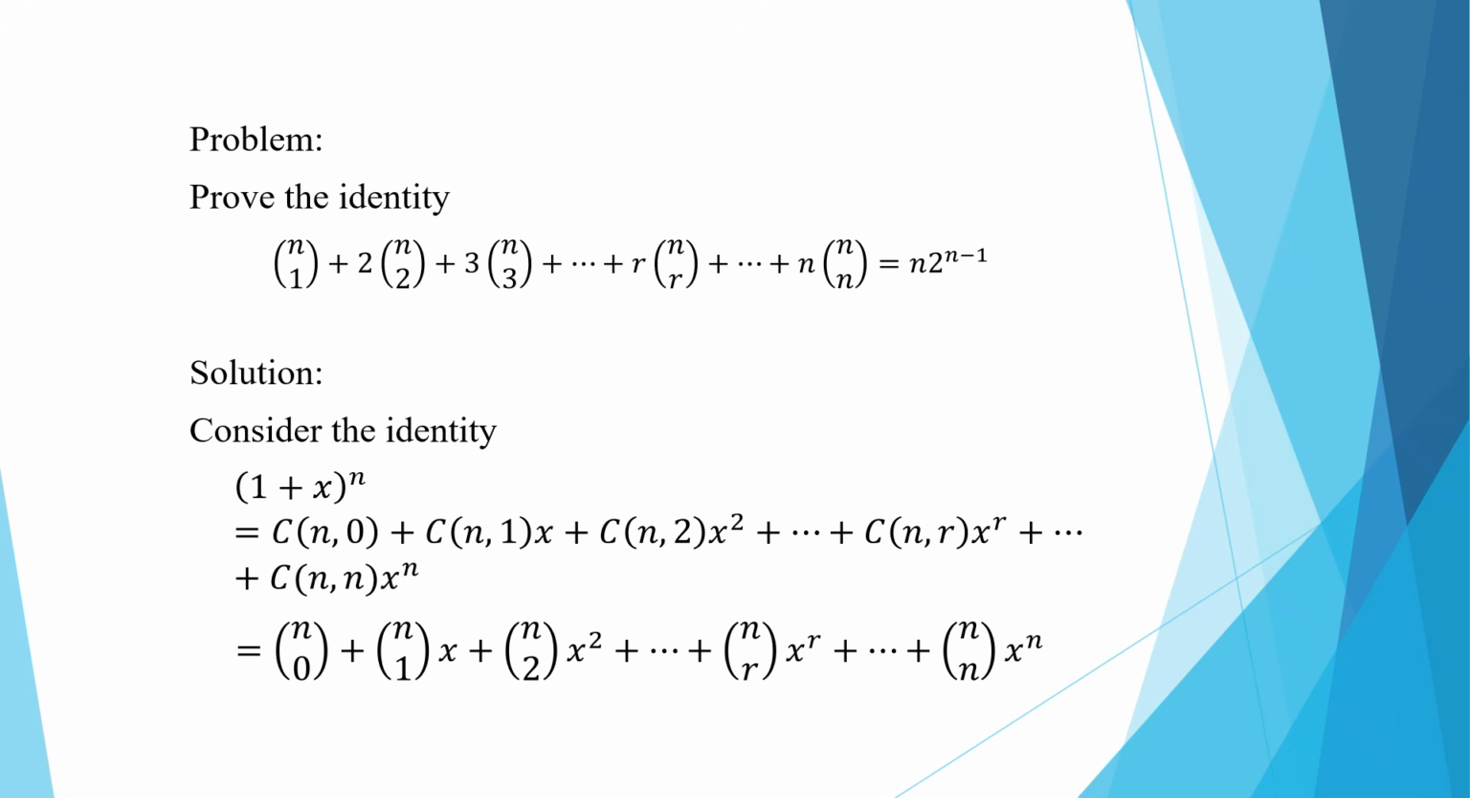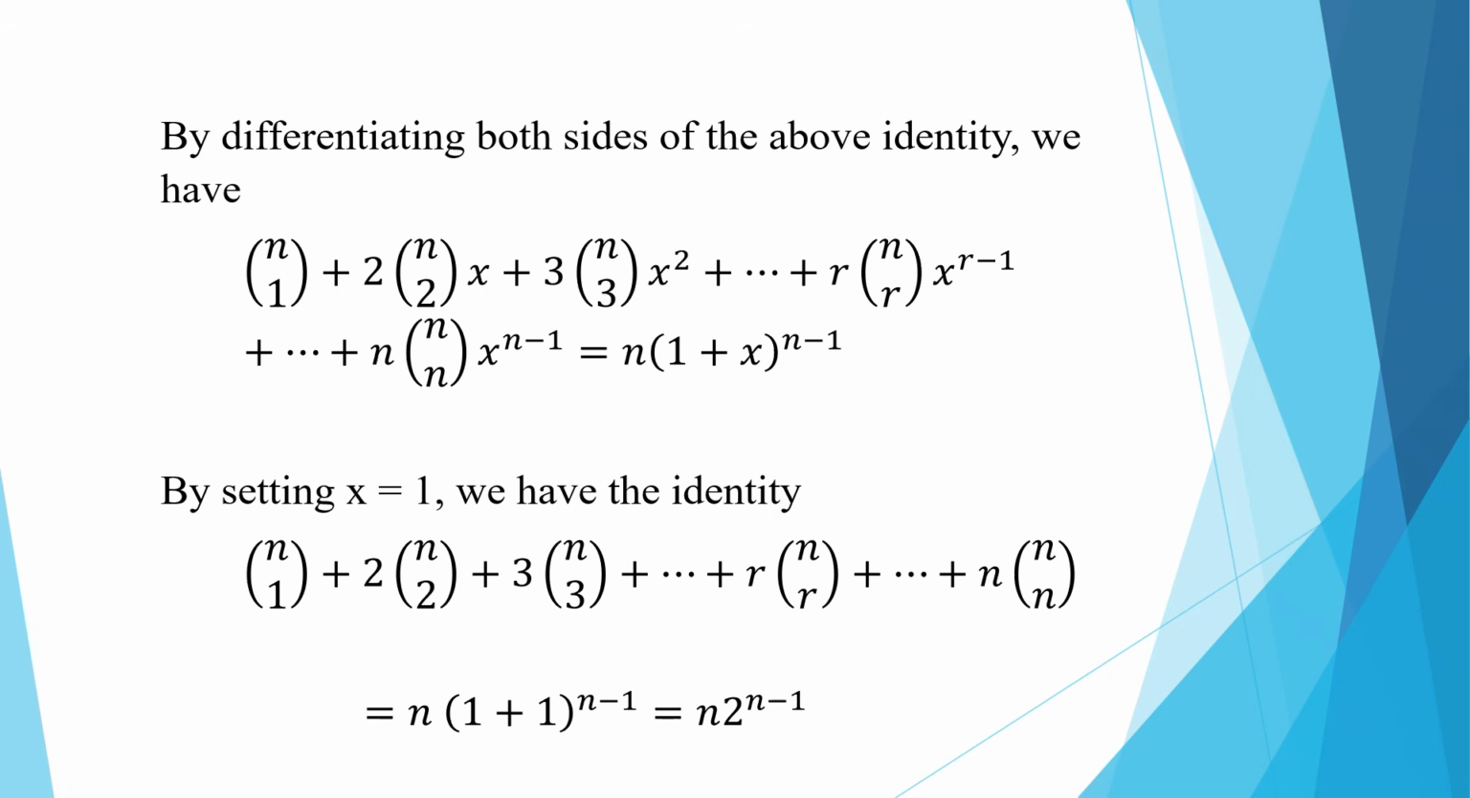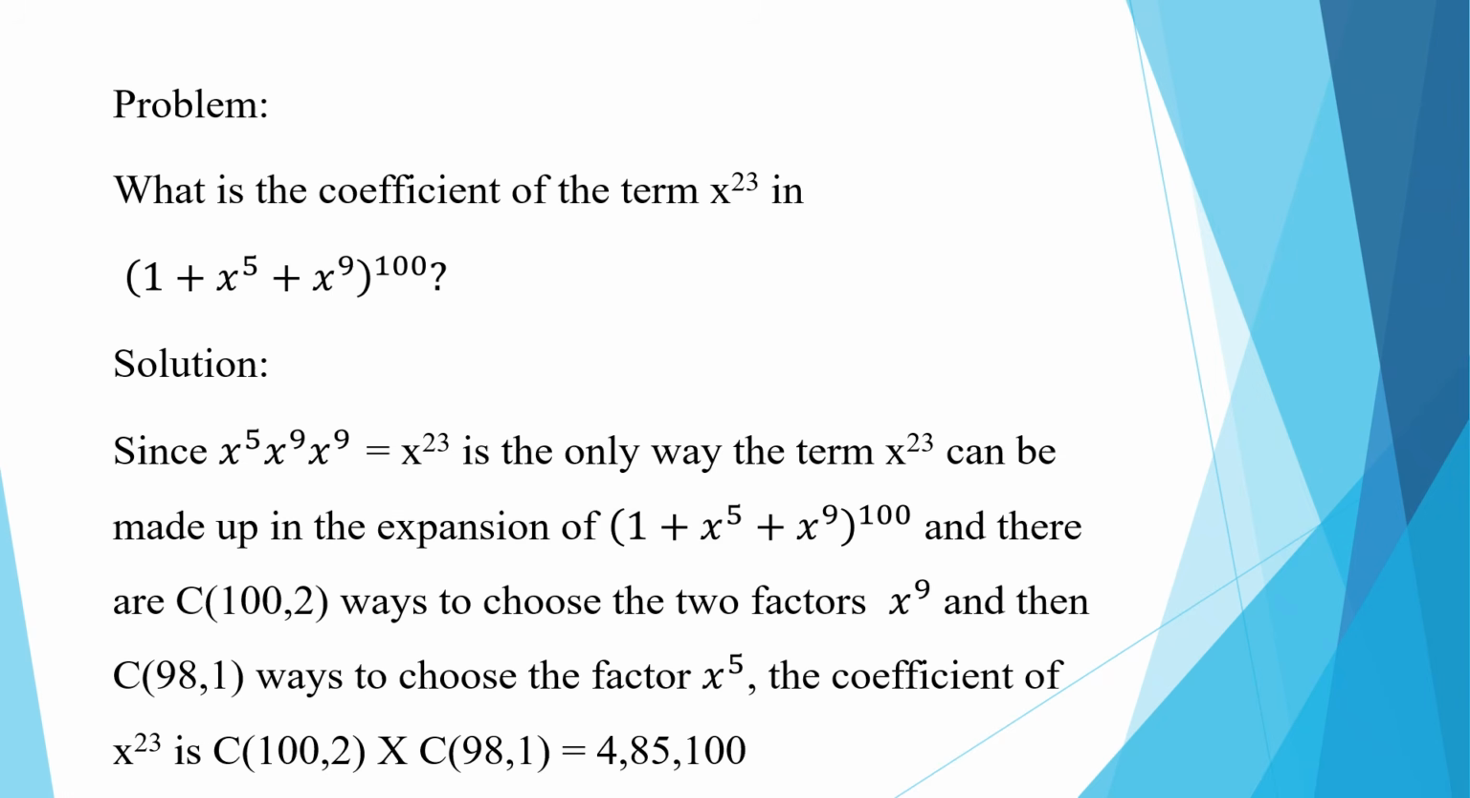Now coming to the next problem, prove the identity nC1 plus 2 into nC2 plus 3 into nC3 plus etc. plus n into nCn equal to n into 2 power n minus 1. Coming to the solution, we need to consider the same identity 1 plus x the whole power n. By differentiating both sides of this identity, we'll get the value, and by substituting x is equal to 1, we'll get our identity.